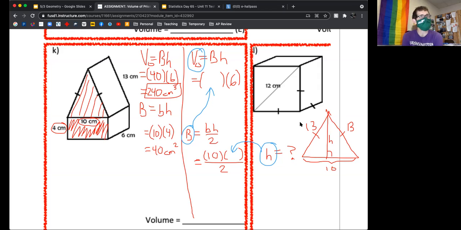So what can we do? What's our process going to be? Split that 10 in half, so I've got 5 and 5. Now if I draw this one triangle separately, this is 5, this is 13. That's a right triangle. Can I solve for the height? And how would I solve for the height?